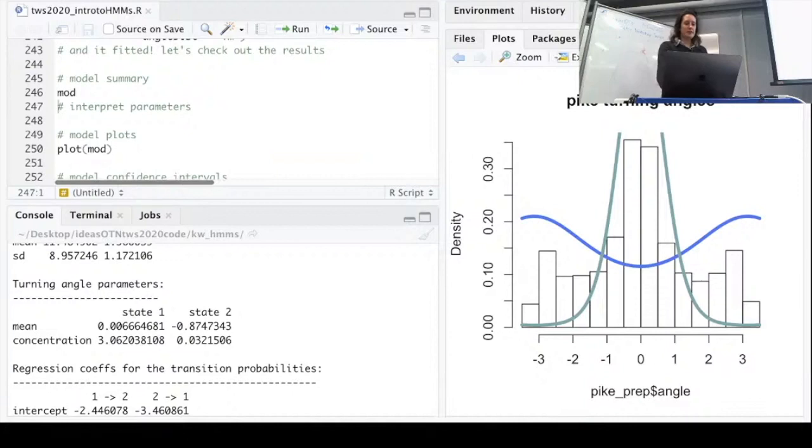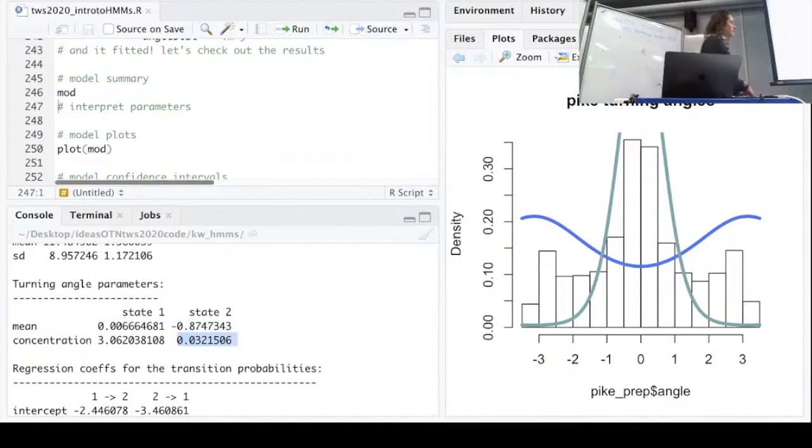And then we can look at the turning angle parameters. So here it says state 1 is centered at 0, and it's pretty concentrated. We have a concentration parameter of 3. State 2, it's not quite centered at pi, which is 3.14. But it's centered a little bit off of 0, so it's centered right around here. But for all intents and purposes, it's basically around 0. And we can see here that it has a really low concentration value. So this distribution is almost flat.